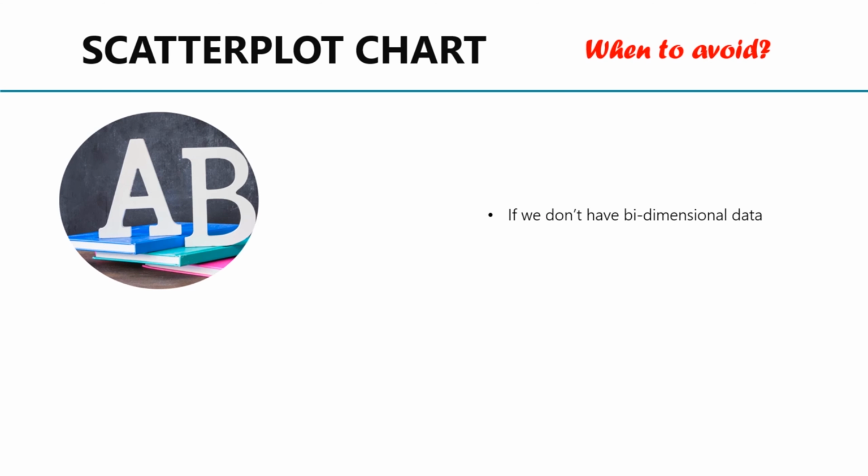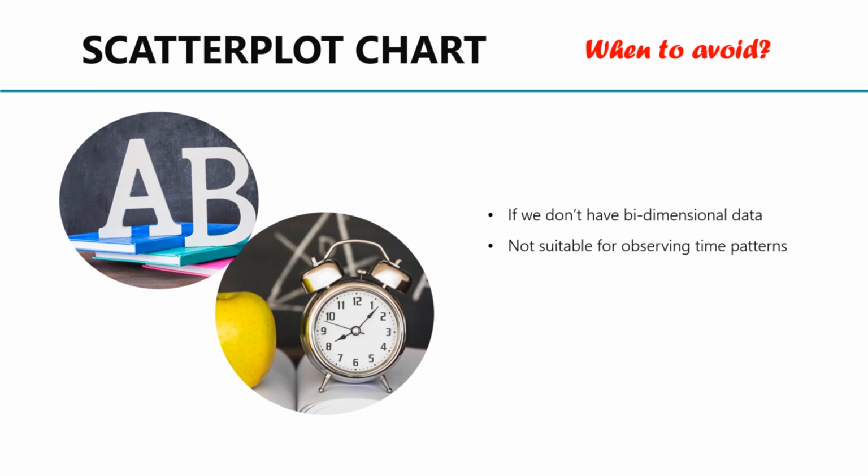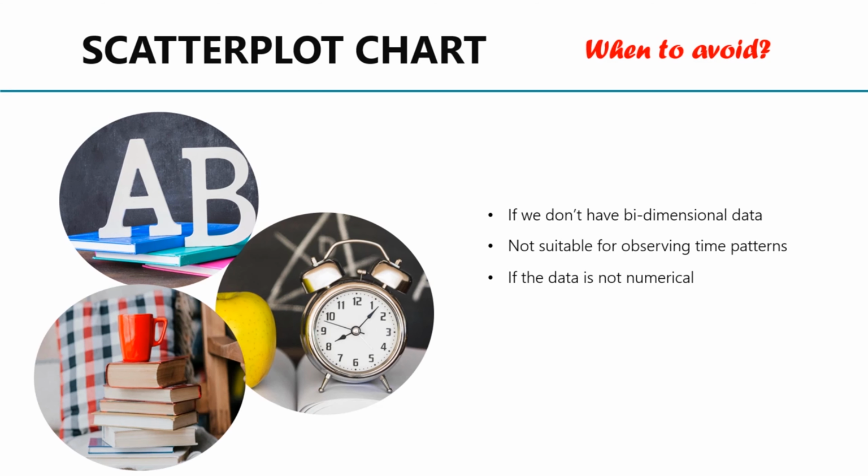When to avoid scatter plots. We can't use scatter plots when we don't have bi-dimensional data. In our example, we need information about both house prices and house size to create a scatter plot. A scatter plot requires at least 2 dimensions for our data. In addition, scatter plots are not suitable if we are interested in observing time patterns. Finally, a scatter plot is used with numerical data, or numbers. If we have categories such as 3 divisions, 5 products, and so on, a scatter plot would not reveal much.